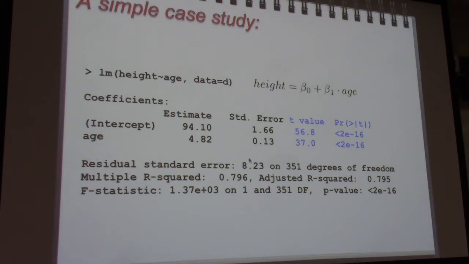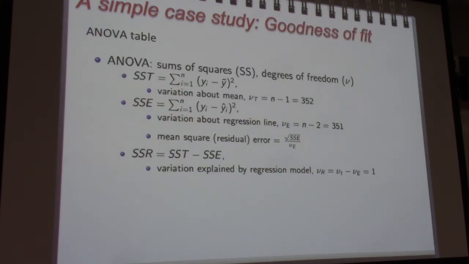Now, the other half of the output is less familiar probably. It's called the ANOVA table. It's actually fairly simple to understand. It's all based on sums of squares and degrees of freedom. So the total sum of squares just measures the variation around the mean. So I have to calculate one parameter, that's the sample mean, and so I lose a degree of freedom. So instead of 353 degrees of freedom, I now have 352.